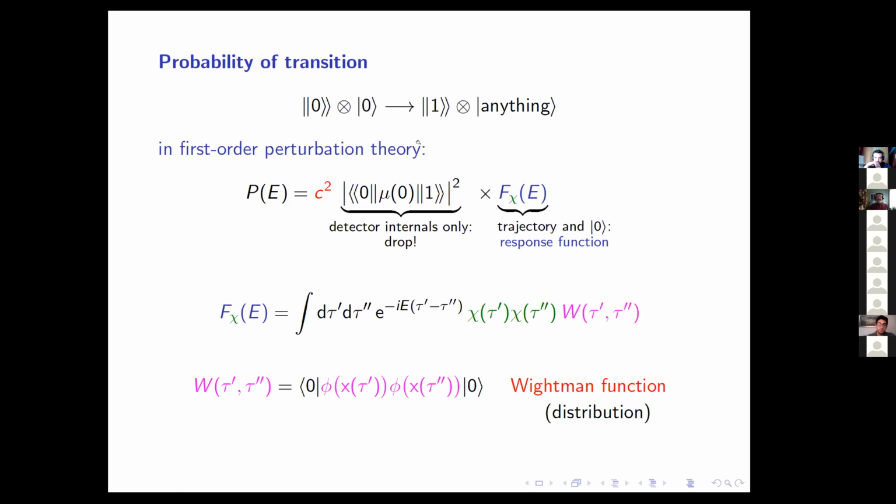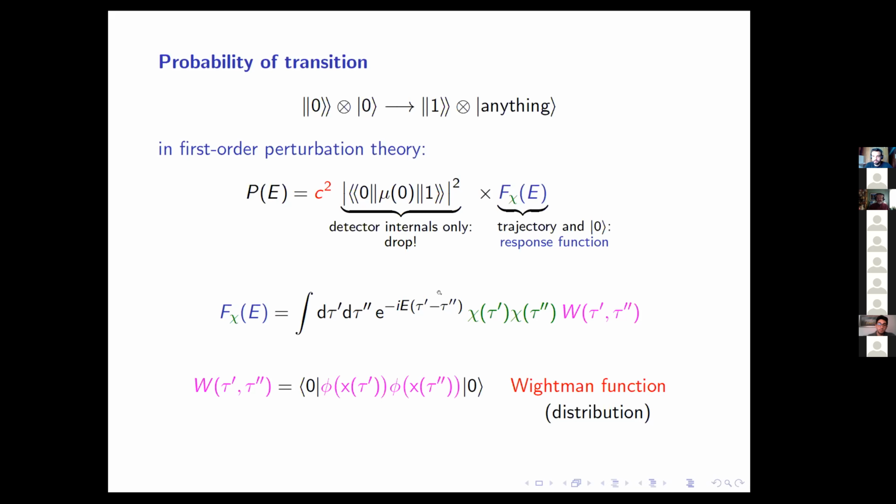And then you ask for a probability of a transition in the detector to have happened, and you don't observe what is happening to the quantum field. You only look at the detector. And a calculation says to first order perturbation theory, there's the coupling constant squared, then there's detector internals, which will drop from now. And then all the interesting things are in this thing called the response function, for which we have a formula. It's a double Fourier transform over the Wightman function, the two-point correlator of your quantum field pulled back to the world line.